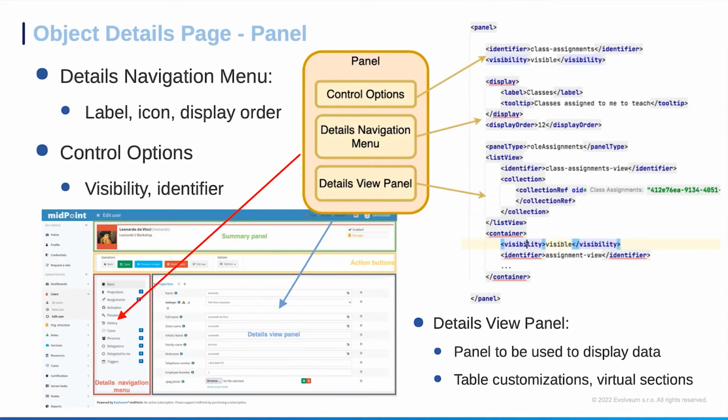The last part is about the details view panel. Here we define which panel will be shown when we click on the item in the details navigation menu, or if the panel should contain a virtual section, or how the table will be presented. For example, which objects it should contain, which columns to show, and so on.